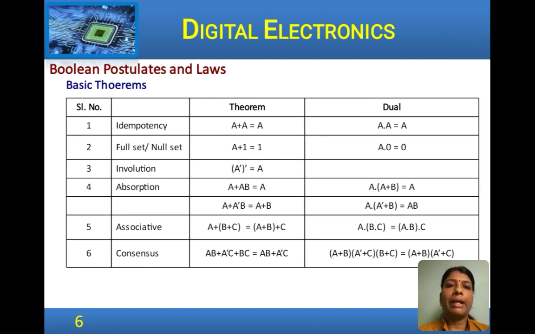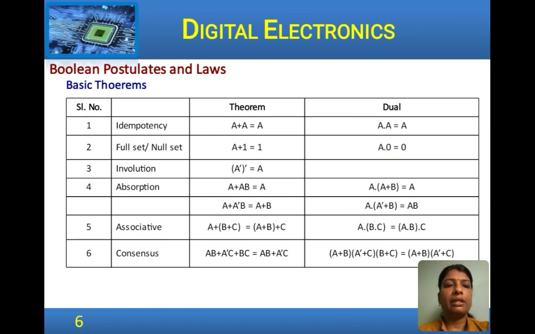Now looking into the basic Boolean theorems. The first, the idempotency theorem, which states that A plus A is A, that is A or A is A, and the dual of it: replace a plus by a dot and we get A and A is A. This proof can be seen by the perfect induction method. The next is the full set or null set theorem, that is A or 1 yields 1 and A and 0 yields 0, which is the dual of it.